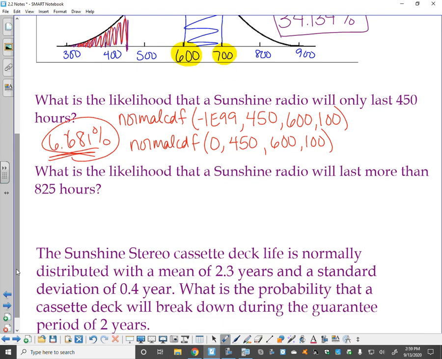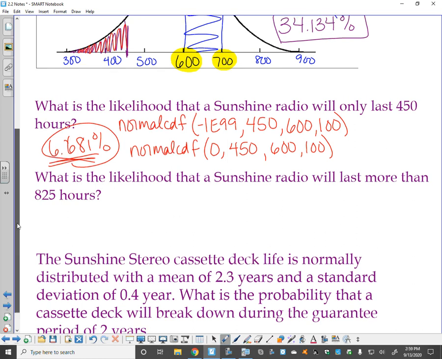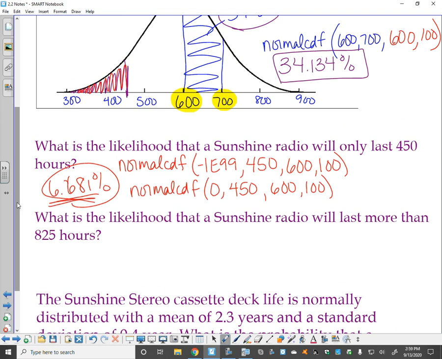What is the likelihood that a sunshine radio will last more than 825 hours? Okay, now hold on. 825 hours is going to be about here, and I'm going more than. So this should be tiny. This percentage should be really small. It should be smaller than the 6.681 because look at how much area you're shading.